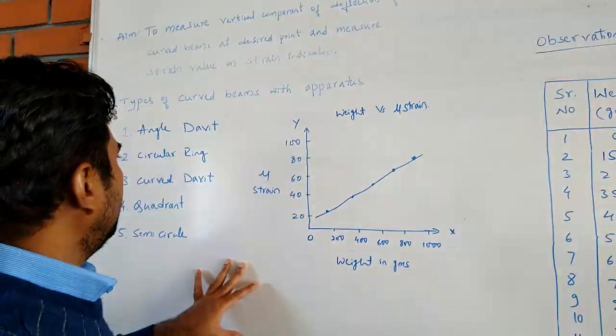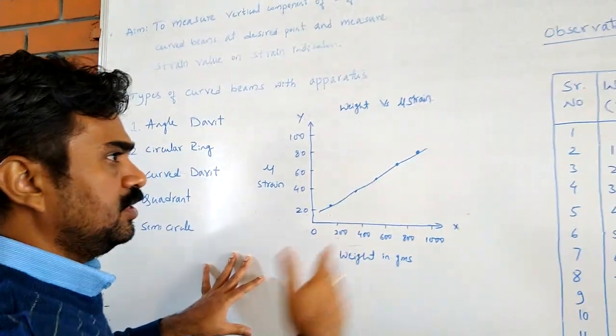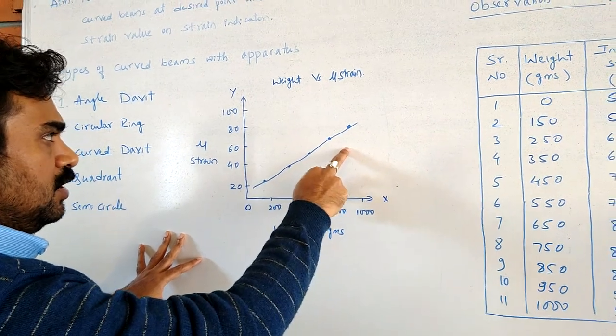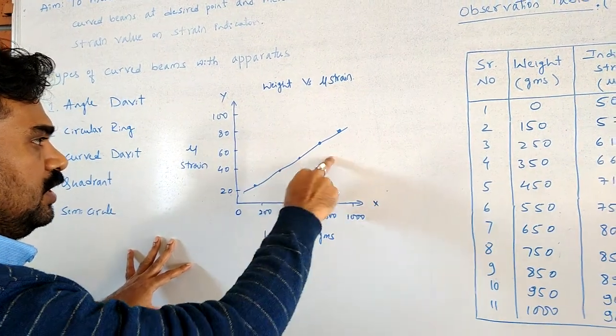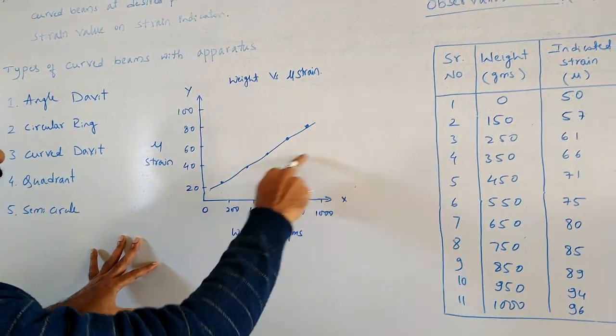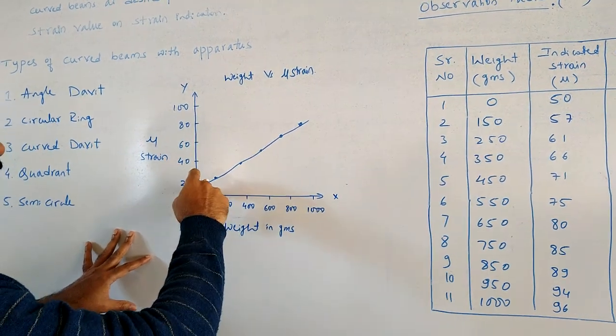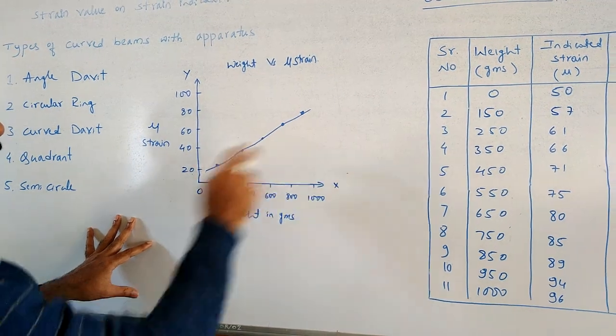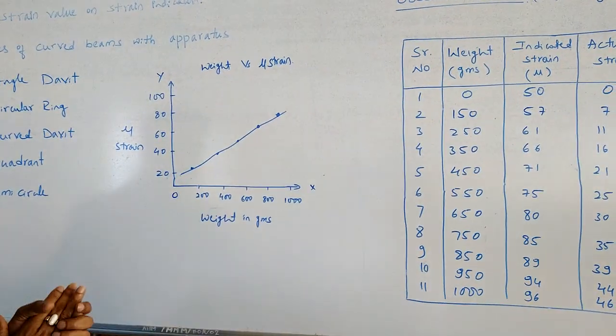Next, when you take the readings for the circular ring in a different table, the same graph can be used, indicating this as the angle debate, the next one as the circular ring, and then you can draw the curve debate, the quadrant and the semicircle. This is how you have to complete the experiment.